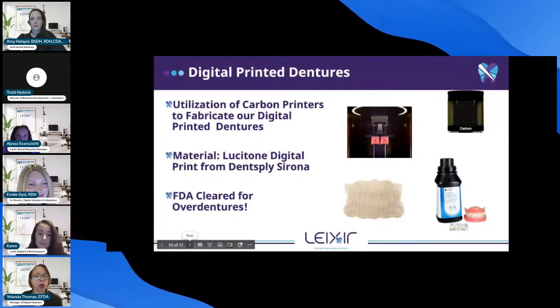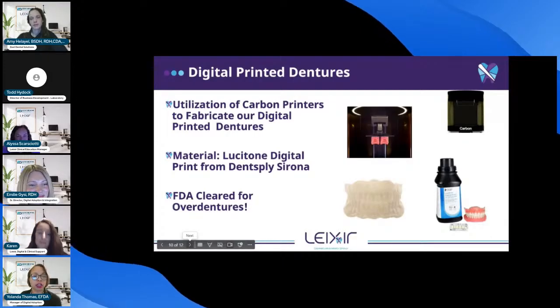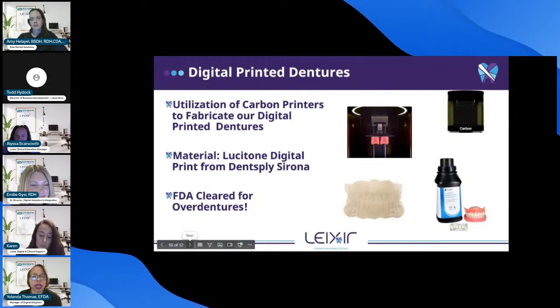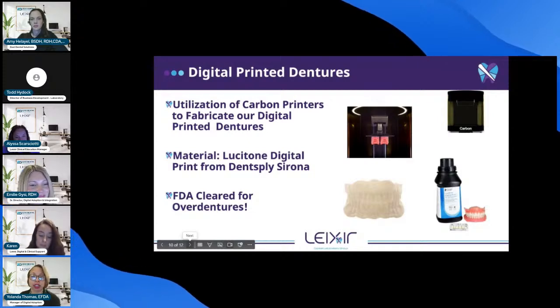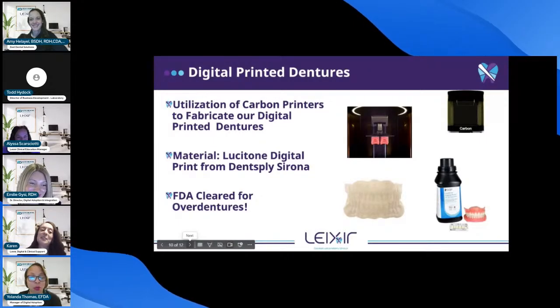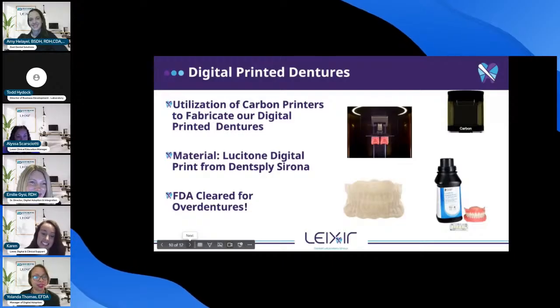I also want to highlight how easy they are to take care of. There's no need to soak them, and you can clean them with a soft toothbrush and a mild soap. And it stays beautiful. And you get a 5-year warranty on it. We have an amazing warranty program when it comes to our digital dentures. I don't think you're going to find that anywhere else.